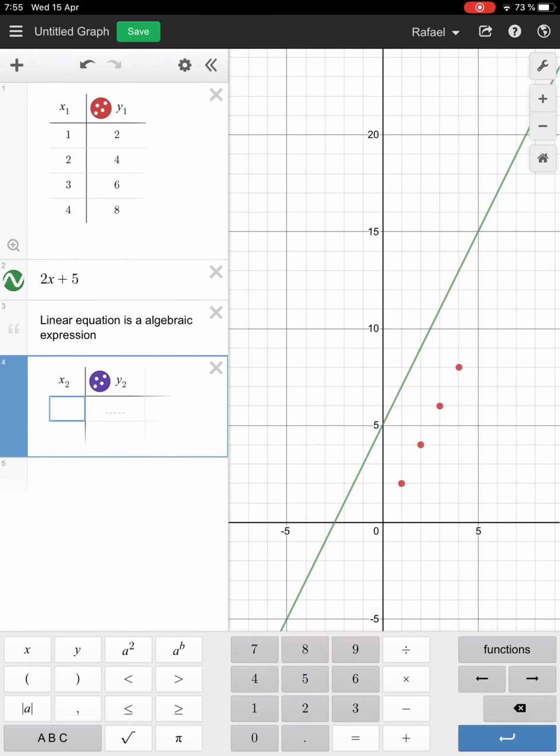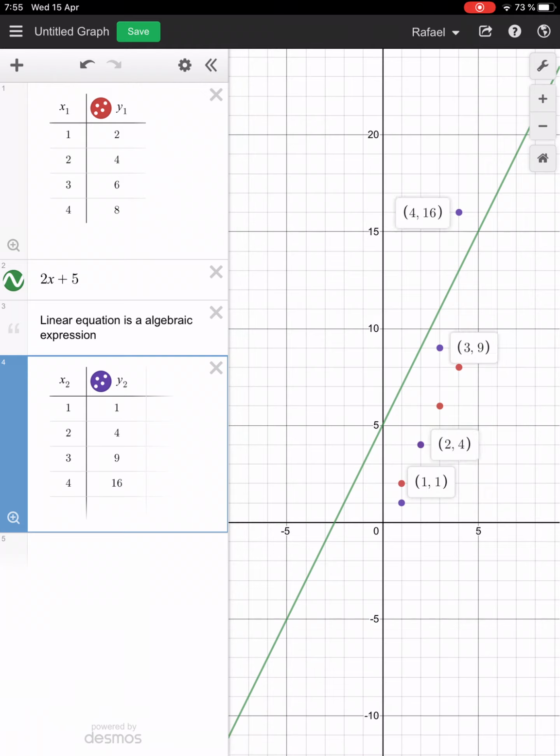For example, if we have 1, 2, 3, 4, and we have, for example, 1, 4, 9, 16, if you see, we are seeing how those points are making a curve. For example, it is a quadratic pattern. Therefore, Desmos in this case is really useful to verify if you are plotting points in a table in a good way.